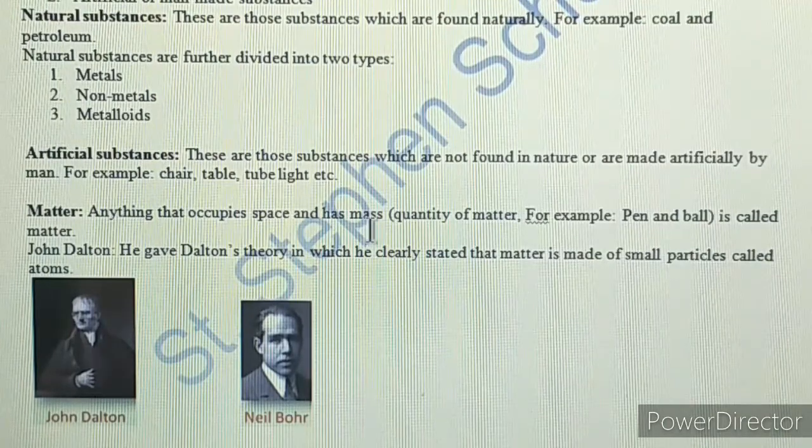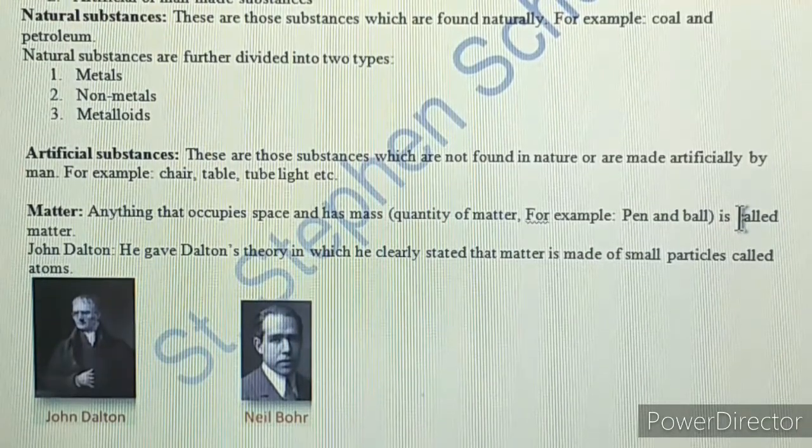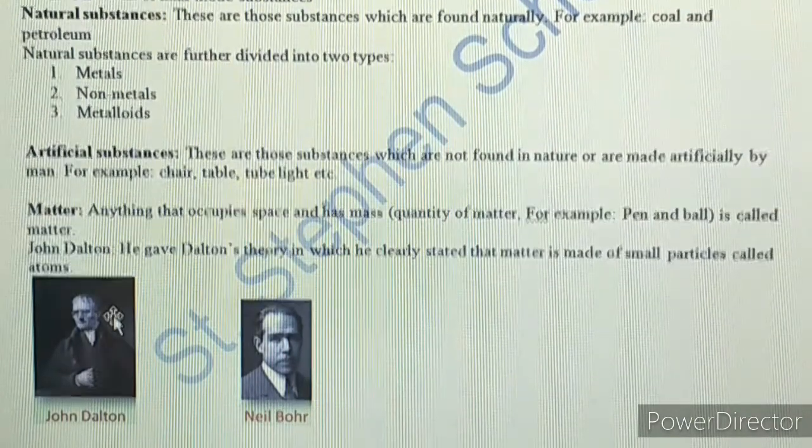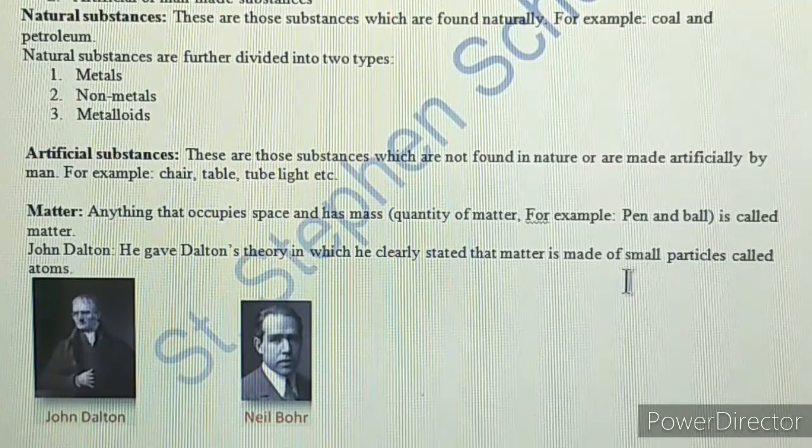Anything that occupies space and has mass, that is called what? Matter. Now for example, pen, ball, and then your spoons, then your wristwatch, then your books, notebooks, and all those things, they are having some mass and they are occupying some space also. So what is that called? Matter. Now this John Dalton, one of the scientists, a great scientist, he gave Dalton's theory in which he clearly stated that matter is made up of small particles called atoms.